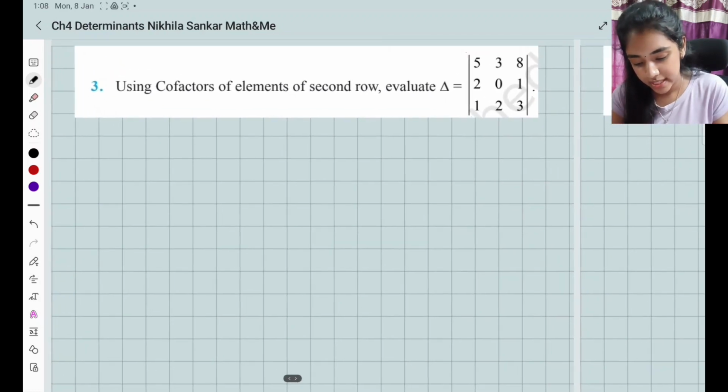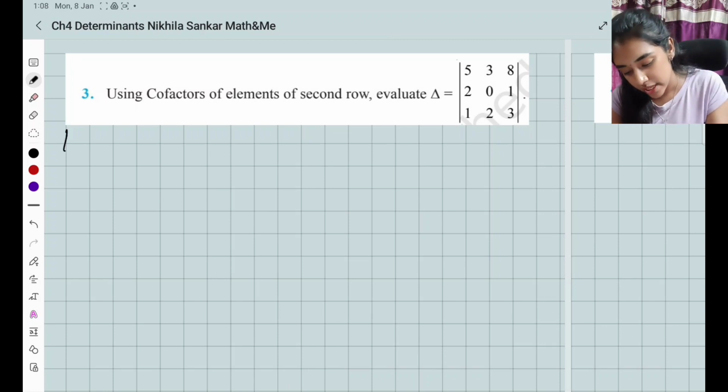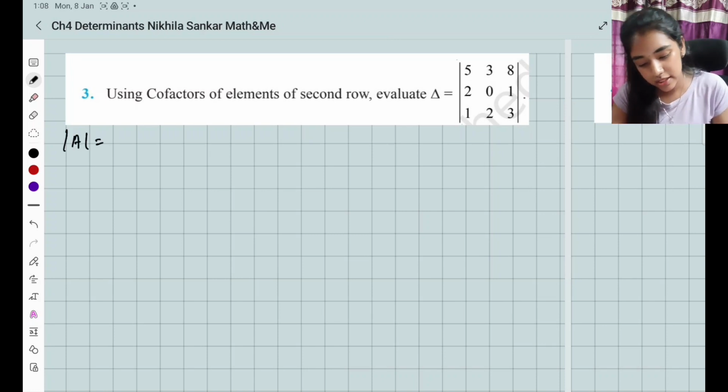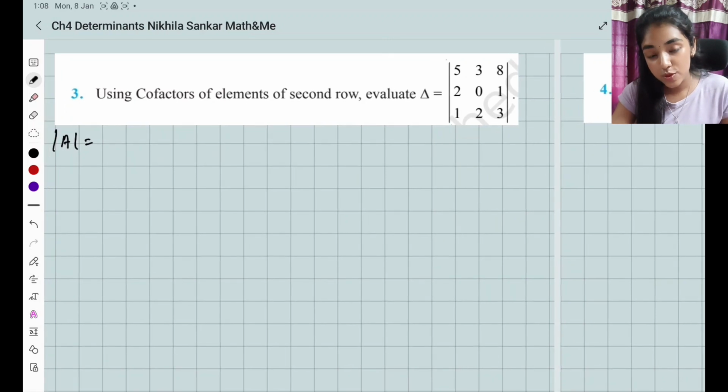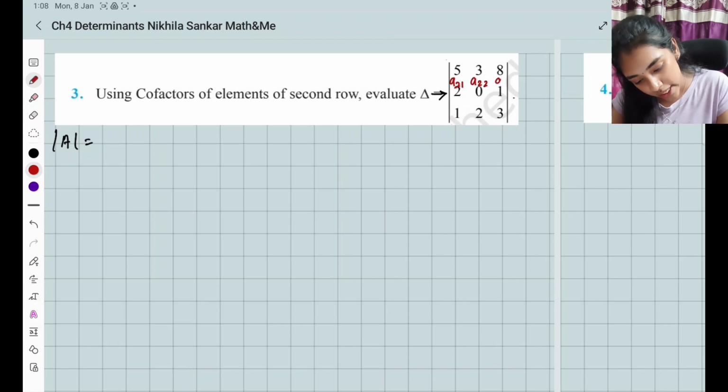Now, next question. Using cofactors of elements of second row, evaluate the determinant. இப்போ determinant நம்ம என்னன்னு பார்த்திருக்கோம்? Determinant of A. For example, the determinant is going to be cofactors using second row ன்னு சொல்றாங்க. So இப்போ second row na the elements are going to be a21, a22, a23. So determinant எப்படி இருக்க போகுது?